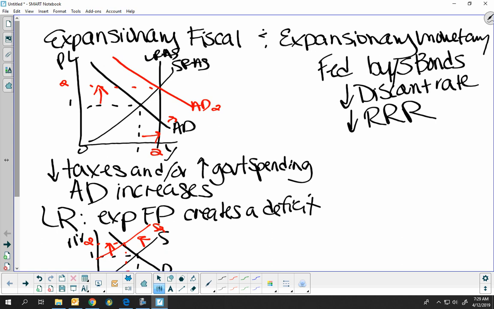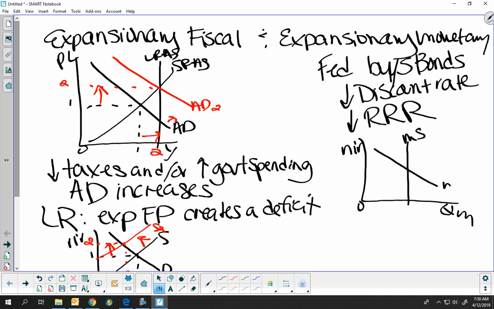Which graph are we going to draw first before we show a shifted aggregate demand? The money market graph. What's on the y-axis? Nominal interest rate. What does money supply look like, Riley? It's vertical. Okay. Money supply, money demand.